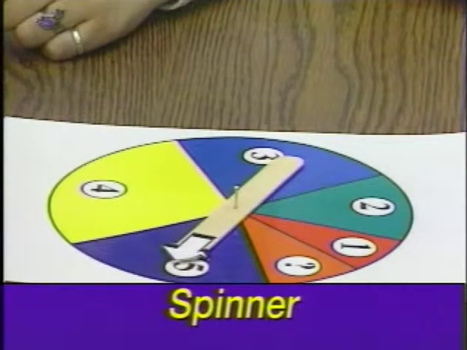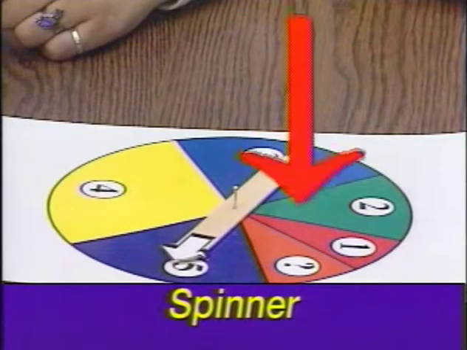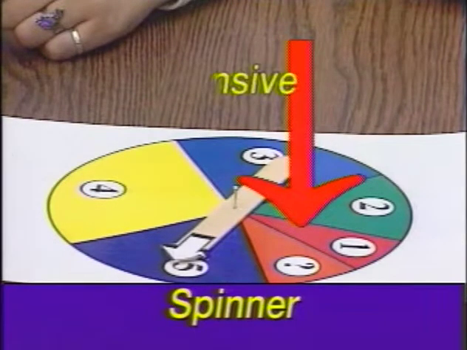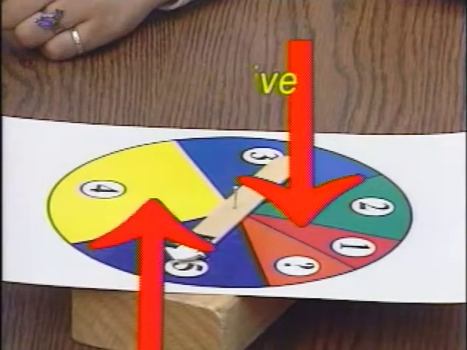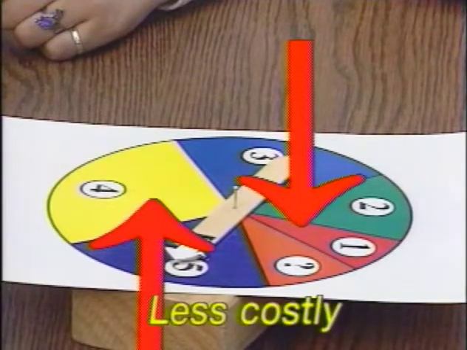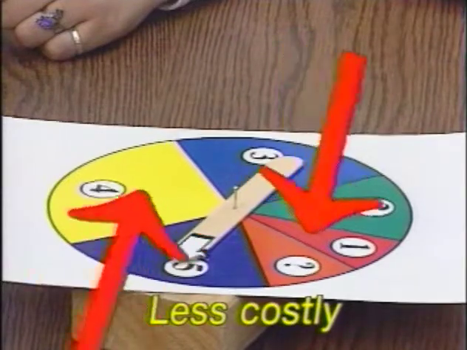Notice the circle is divided into a number of possible options. The smaller wedges represent the more popular or expensive reinforcers, while the larger wedges are usually less costly and easier to provide.